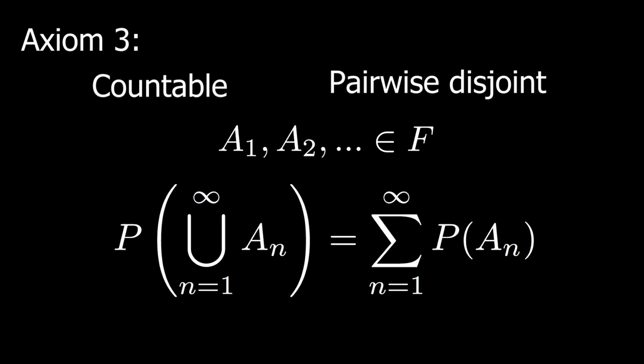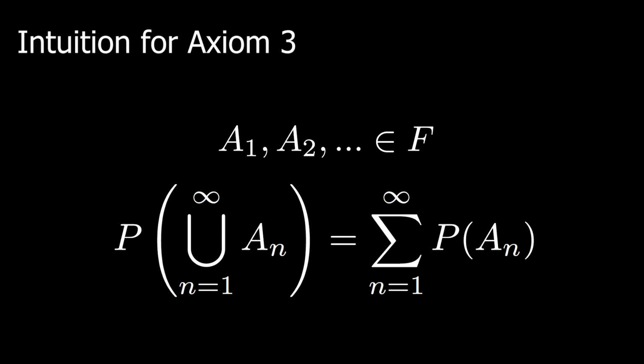Pairwise disjoint means that given any pair of the events, there will be no intersection between them. So how do we get intuition for this third axiom? We could start by thinking only of a finite number of events that are not the empty set. This is equivalent to then adding a finite number of events. An example would help here.